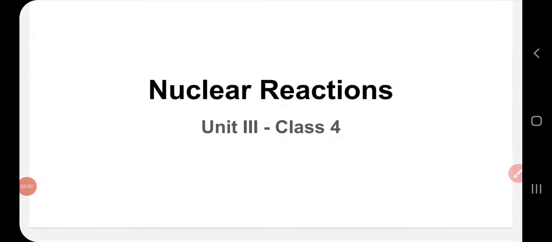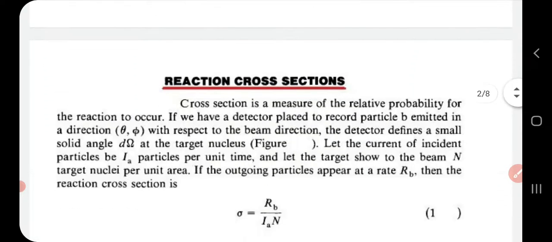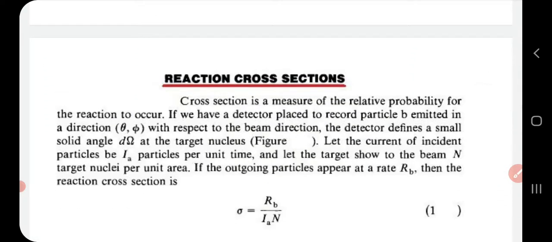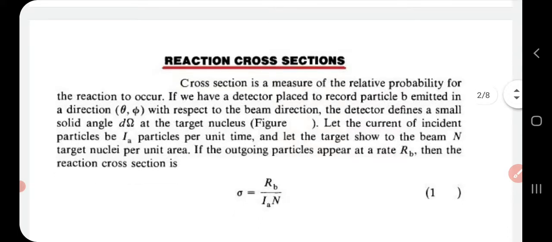Good morning. This is class 4 of our chapter Nuclear Reactions. Here we learn about reaction cross sections. First, the definition for cross section. It is a measure of relative probability for the reaction to occur.